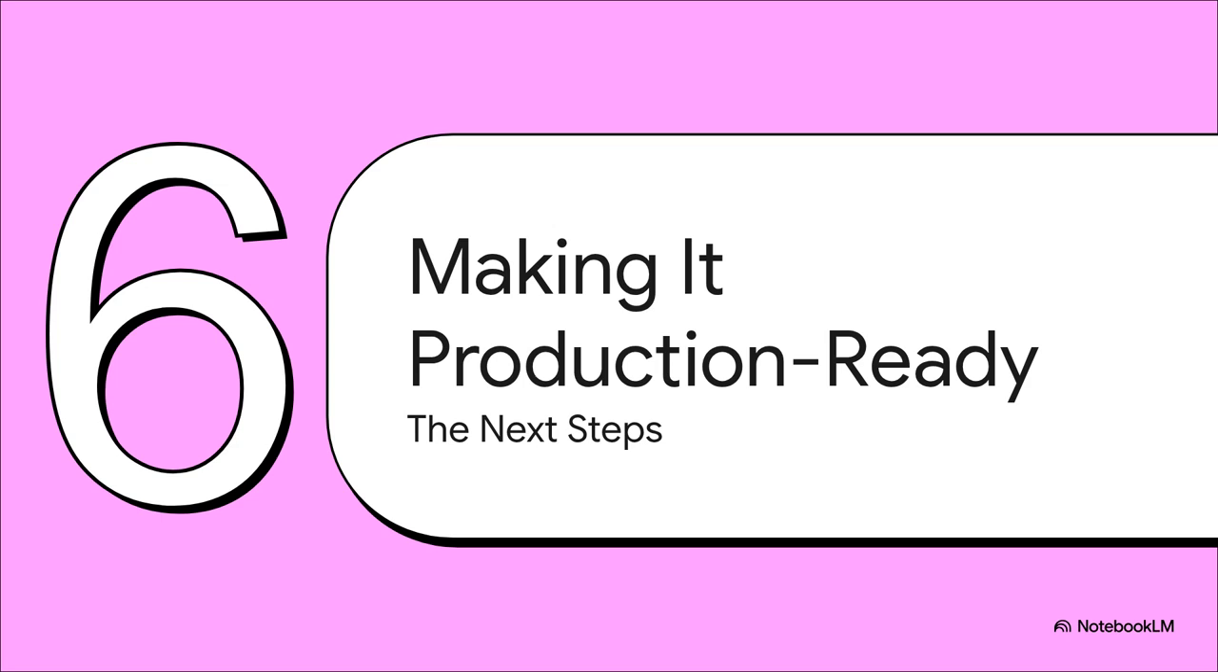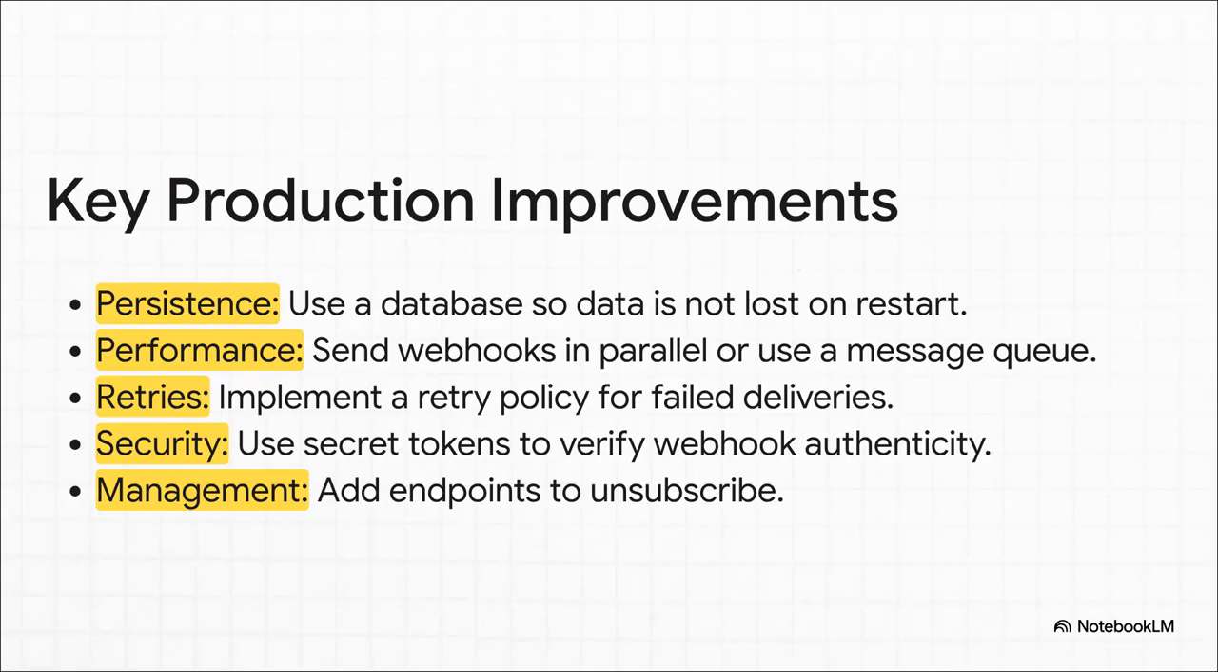Our system is functional, which is a huge win, and this is a big but. Taking this simple in-memory proof of concept and making it strong enough for a real production environment, that's going to take a few more critical steps. This right here is the checklist to harden our system.